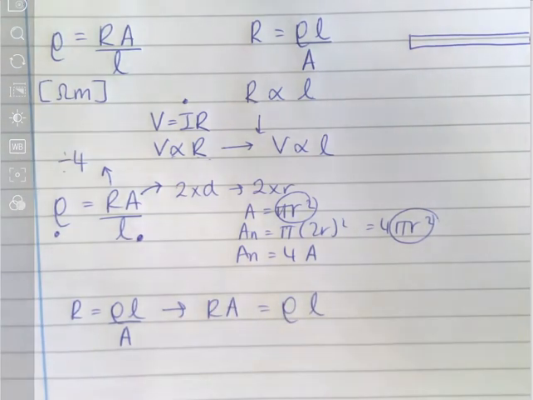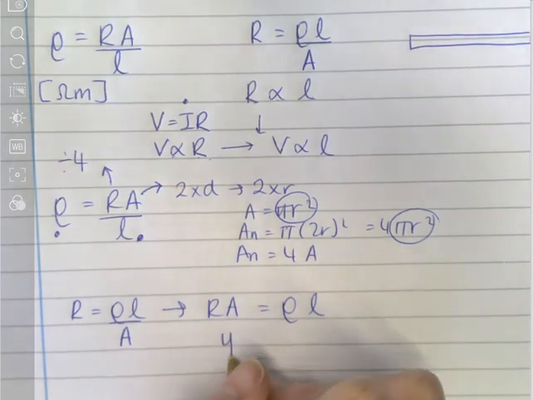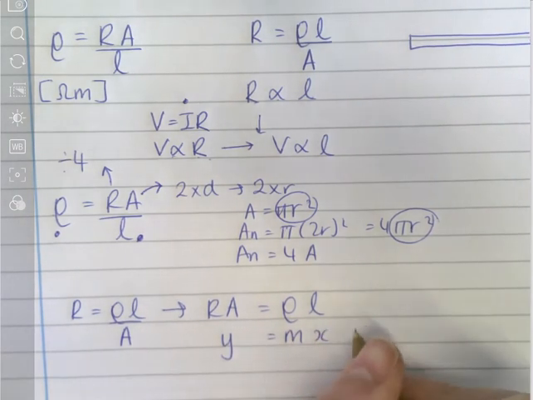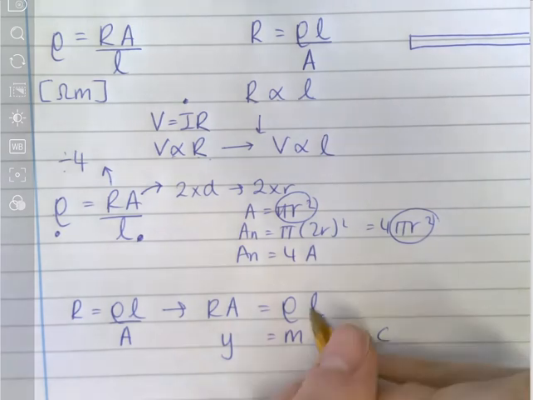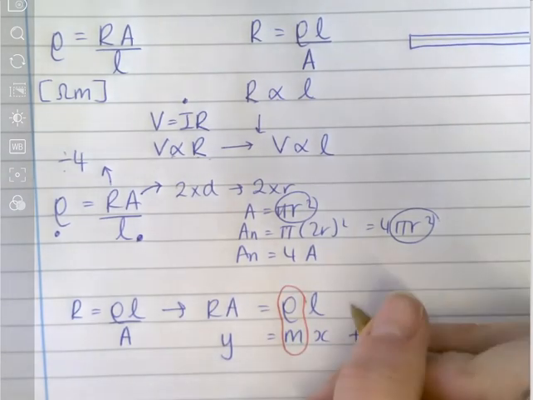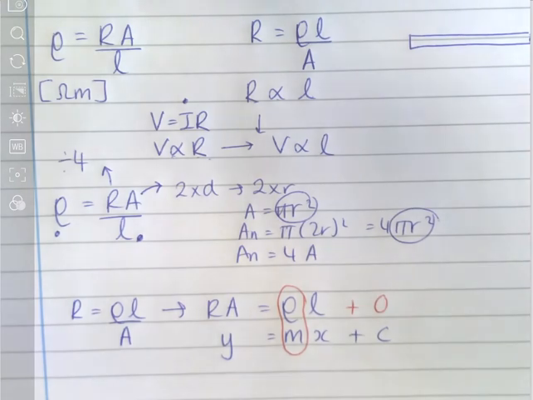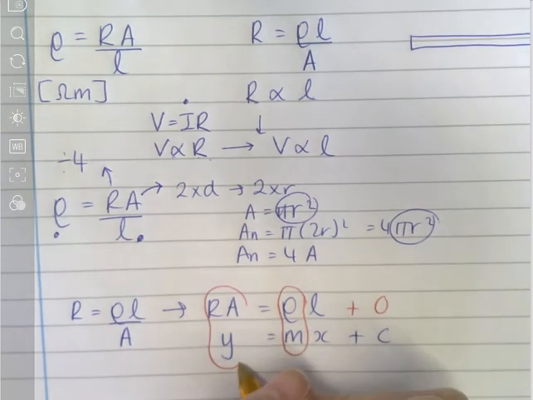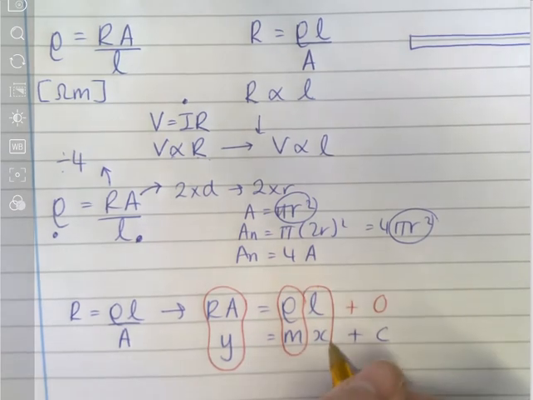And I'm going to try and compare this to the equation y equals mx plus c. Now I want the gradient to be the resistivity, and currently it is. They're matching up. There's no intercept, so that can just stay as it is. So that means that y must be RA and x must be L.